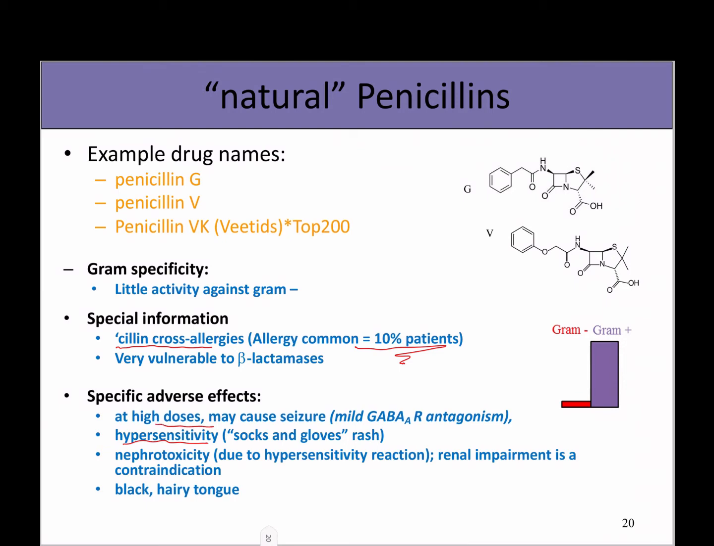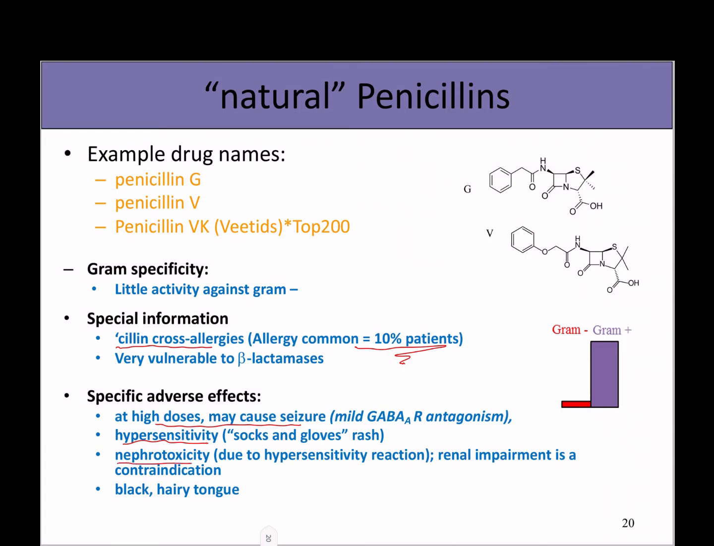At high doses, they can cause seizure. That doesn't have anything to do with the antibiotic activity. It has to do with the fact that they actually have some mild antagonism at GABA A receptors. So you reduce GABA A activity, that reduces tonic inhibition in the brain and makes you more likely to have excitation and seizure production. So at high doses they can cause seizure, and hypersensitivity.